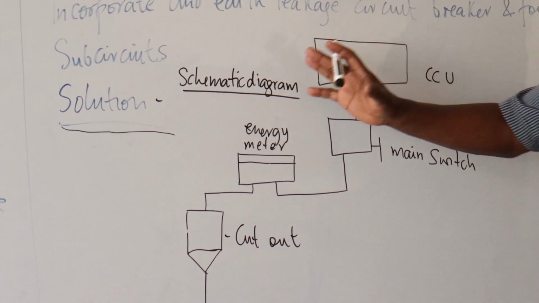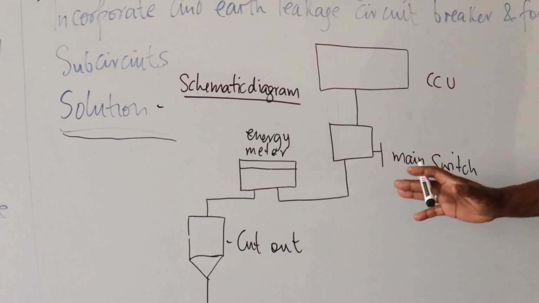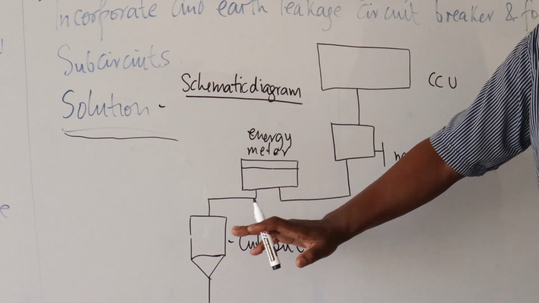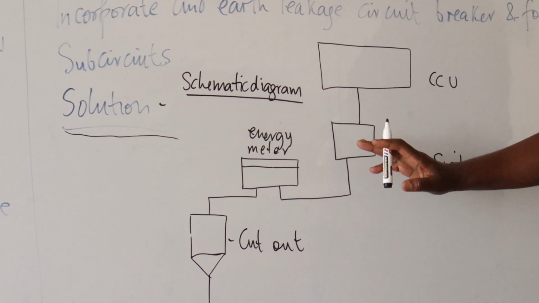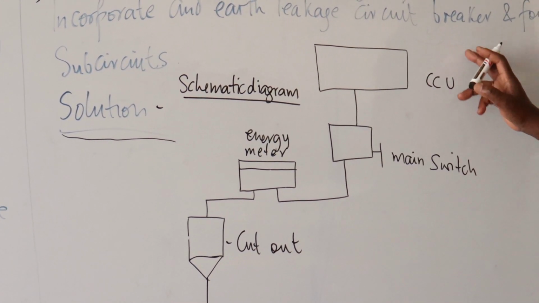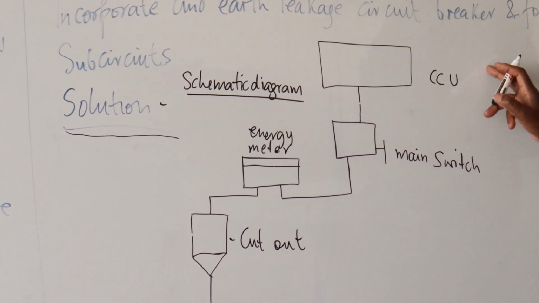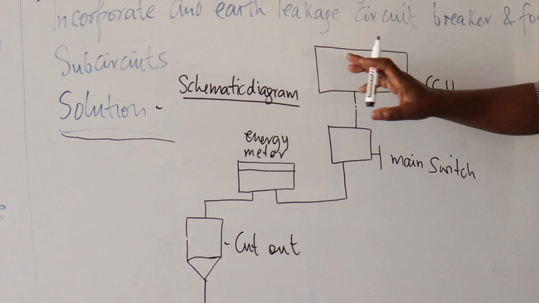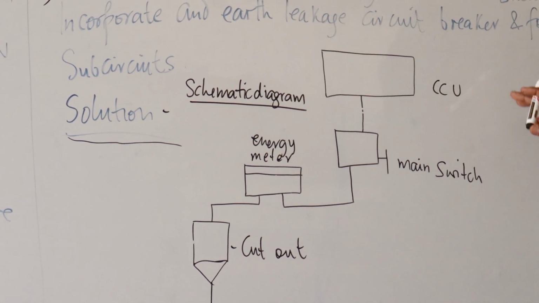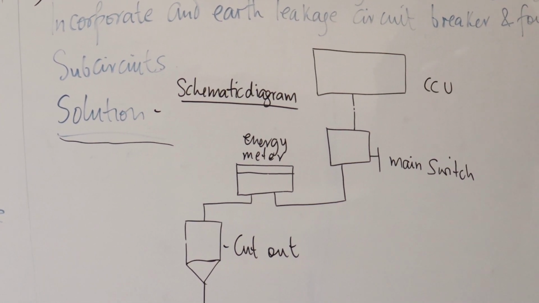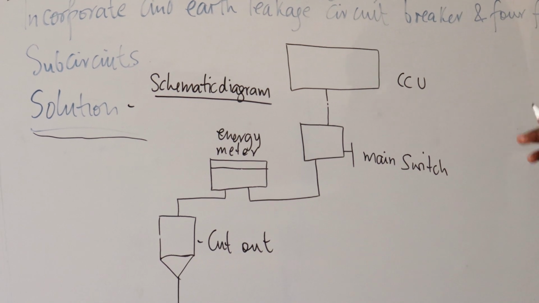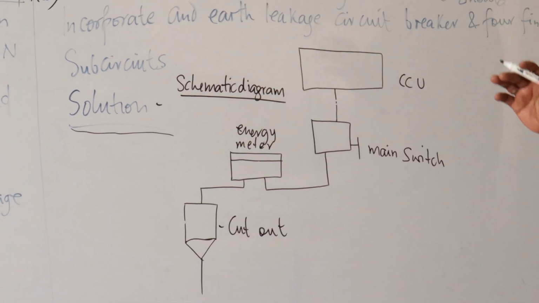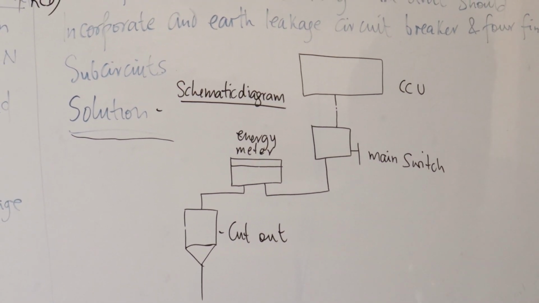Now we intend to do the wiring. I think we are familiar with the wiring from the cutout to the energy meter to the main switch. So the difference will be in the consumer unit or consumer panel incorporating the earth leakage circuit breaker with the 4 final sub-circuits, which is what we are going to draw now.